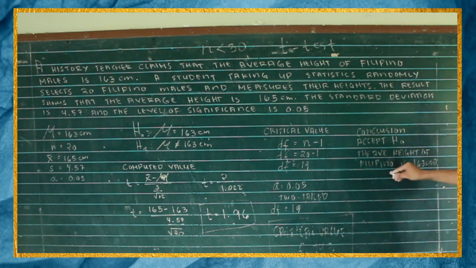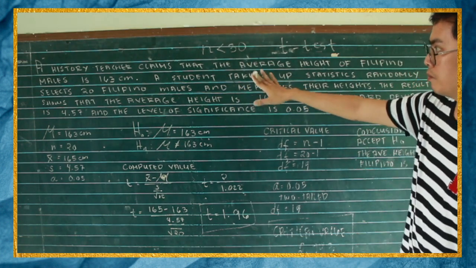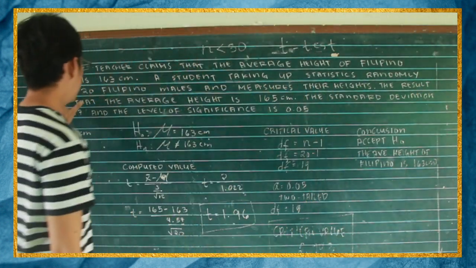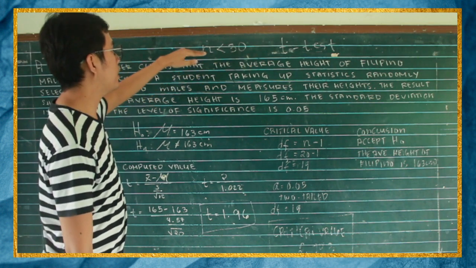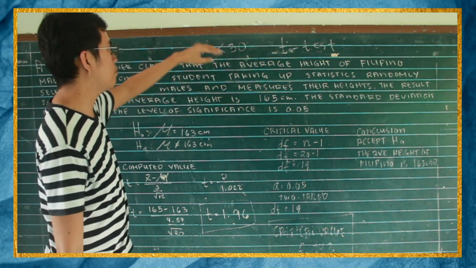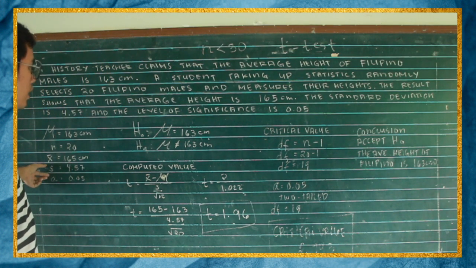So that is how to apply or how to use the t-test. Again, let's start from the top. So given natin, identify the population mean, the number of samples and the sample mean, the standard deviation or sometimes the variance, and then the level of significance. So we can use the t-test if the number of samples is less than 30, and then given si standard deviation and si variance.